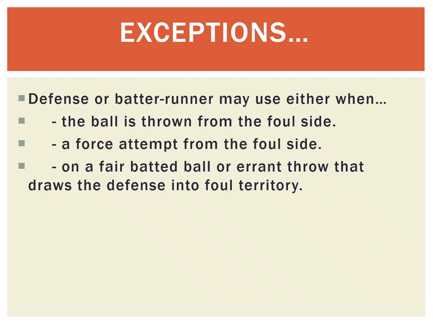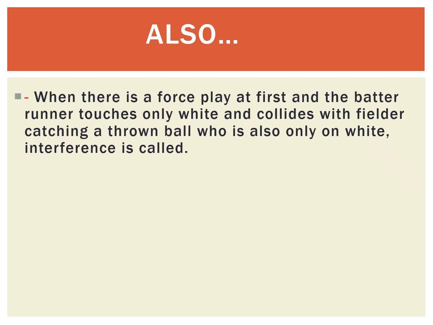On a fair batted ball or an errant throw that draws the defense into foul territory, so let's say that there is a routine hit to short, short throws to first, it's a tall, high throw, it draws the first baseman off the bag. She may indeed reach up, grab the ball, and physically touch orange in that scenario. Also, when there's a force play at first and the batter runner touches only white and collides with a fielder catching a thrown ball who's also only on white, that would be interference.